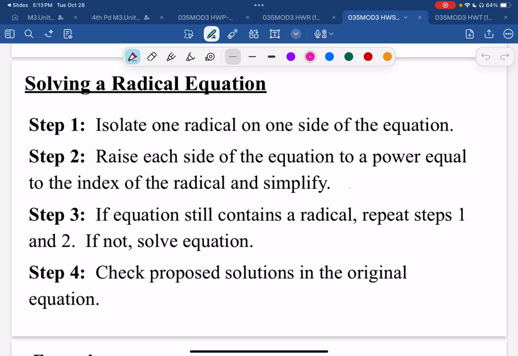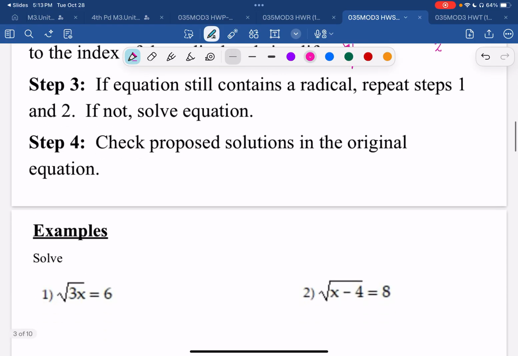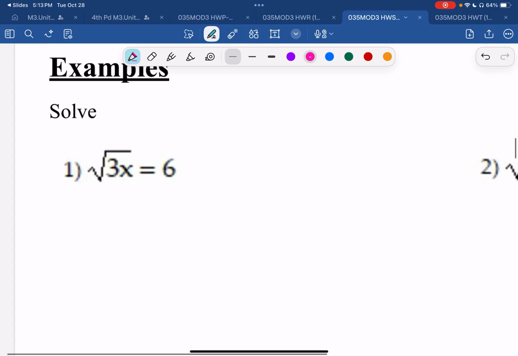Remember, the index is whatever number is right here. And if you don't see an index, it's an understood 2. If the equation still contains a radical, then we're going to repeat steps 1 and 2. If not, then we're just going to solve the equation we have. Then we always want to make sure we check the solutions in the original equation. All right, so let's look at this and see what we got.